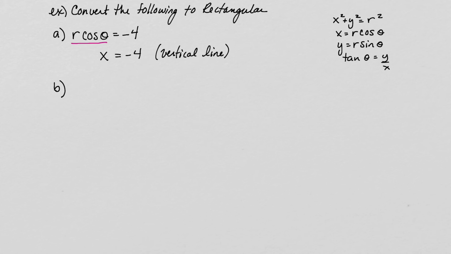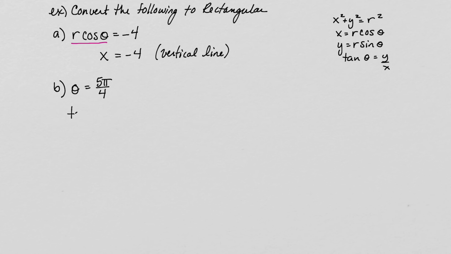B, theta equals 5 pi over 4. Okay, so I somehow need to get rid of theta, and theta is the only thing I have. If you look over at my equations, are there any of those equations that just have a theta in it and no r's? Yeah, so we're going to use that tangent one.